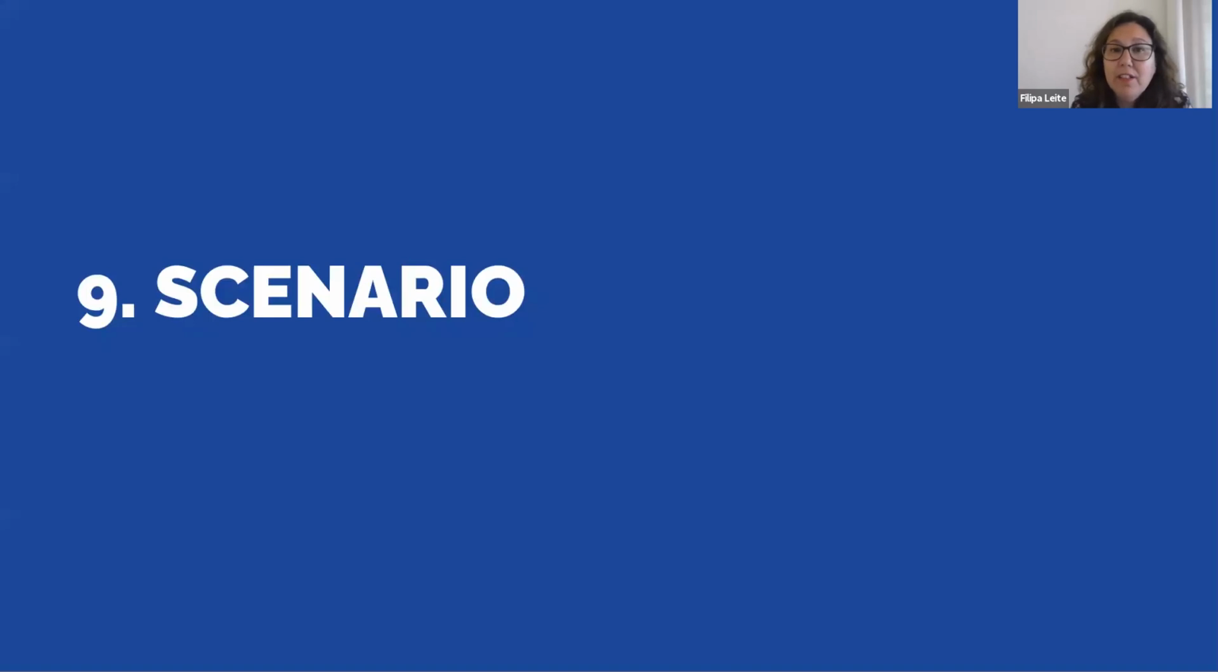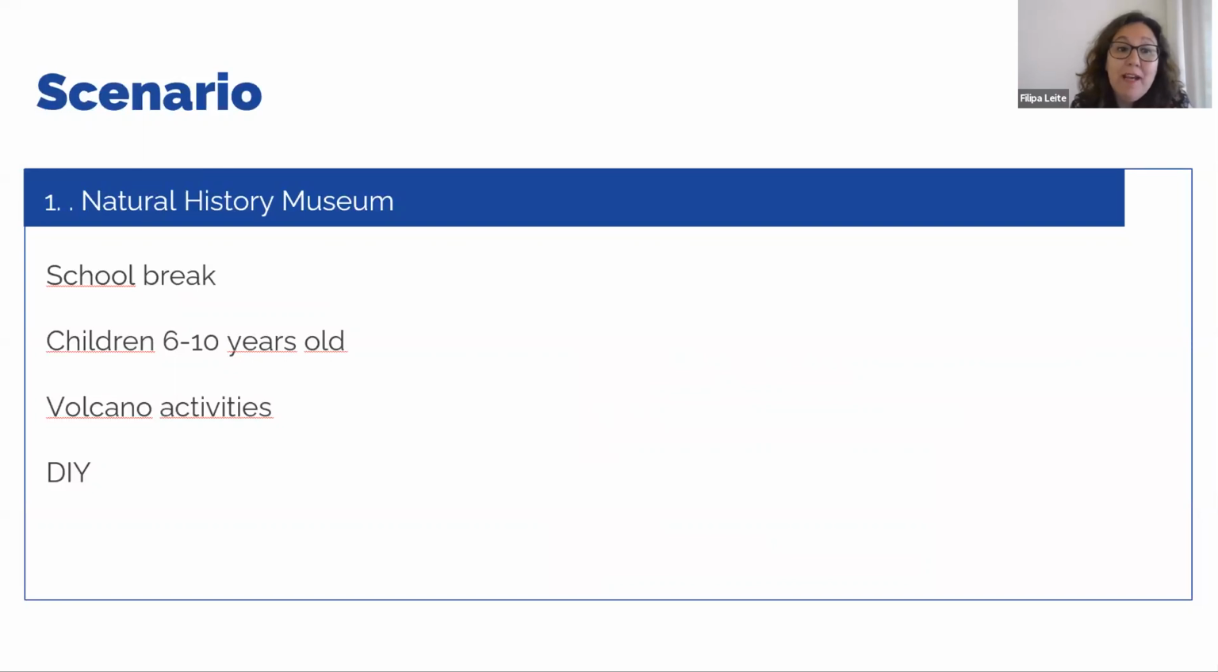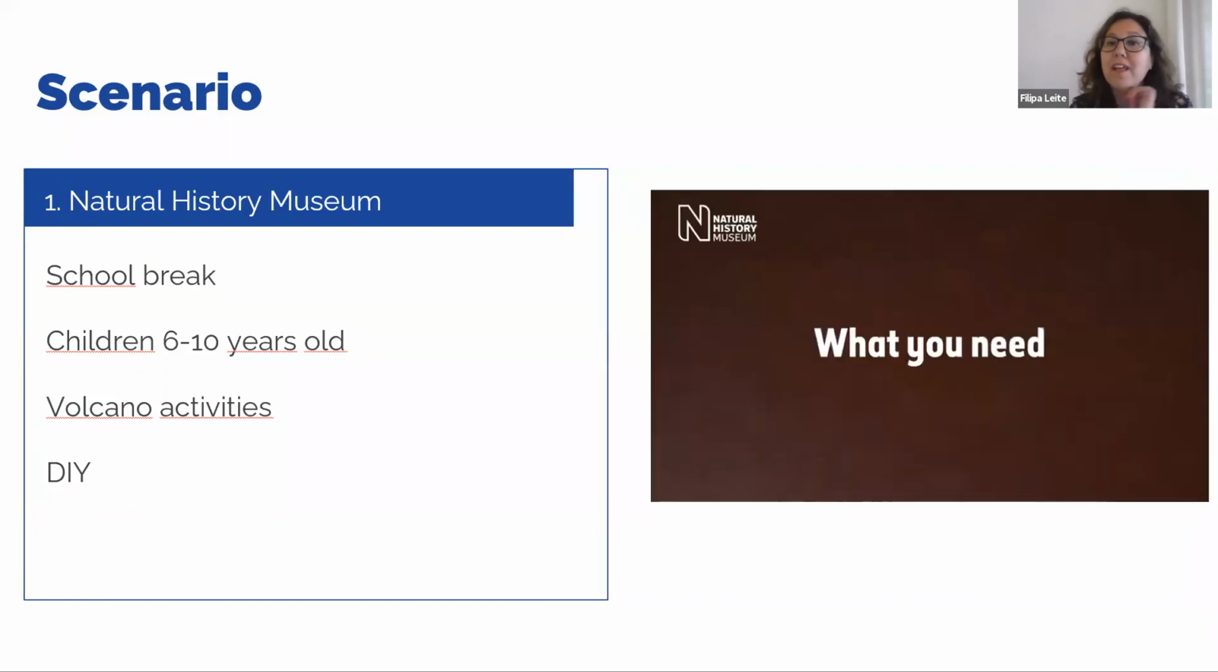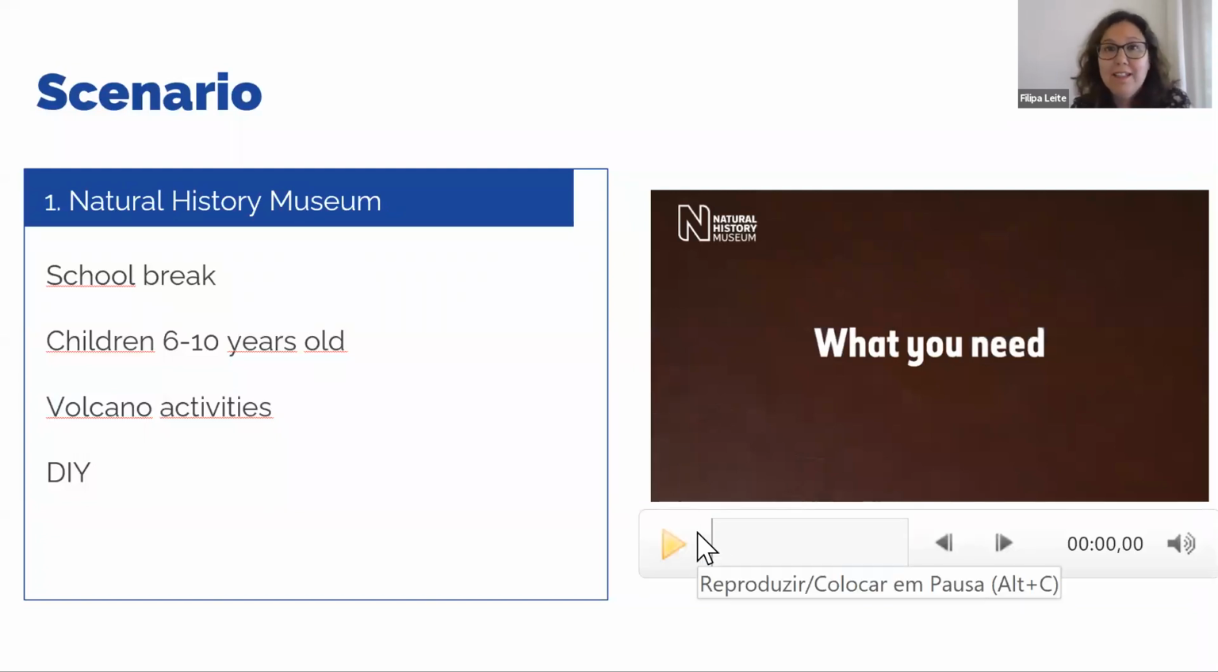So I have a little scenario. Very easy. Let's see. Well, let's imagine it's an easy one. You work at a natural history museum and you are going to create a workshop online. So it's a school break period. So children are at home with their families. It is for children from 6 to 10 years old. It will be about volcanoes. And it is to do it yourself. Well, maybe with their parents. Of course, I have a little video in here from the Natural History Museum, and it's an example.